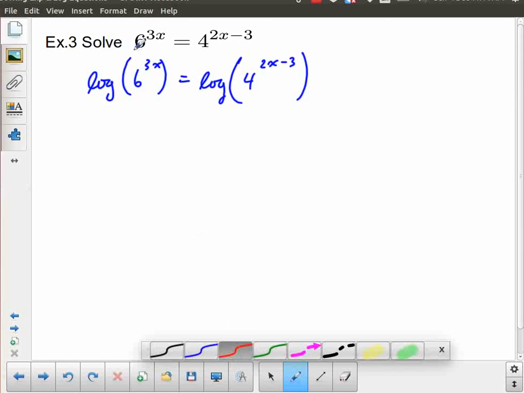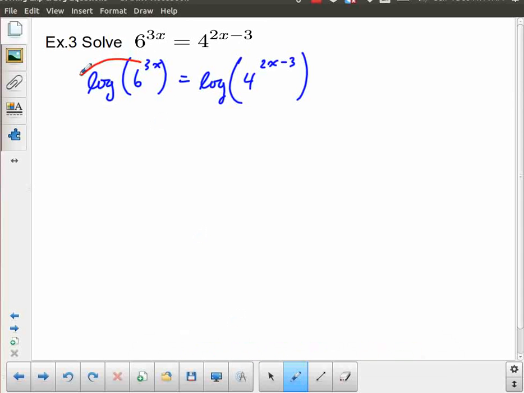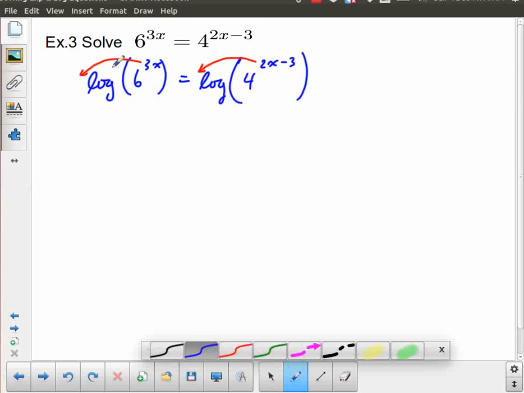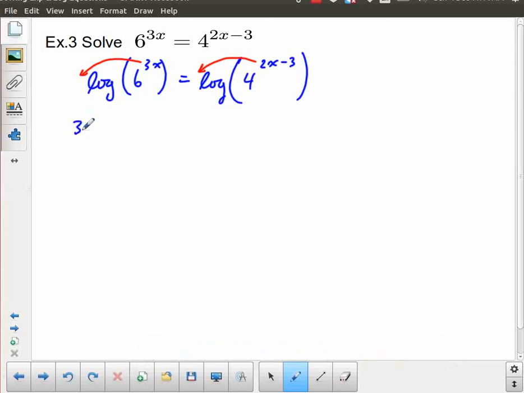We have the rule that allows us to take an exponent of a logarithm and move it in front. You don't have to draw this arrow when you're doing your own work. I'm just trying to make that clear. So that's 3x multiplied by the log of 6. Notice I'm dropping the bracket here. Log of 6 is pretty clear. And this becomes 2x minus 3, all in brackets because that whole exponent is now a multiplier of log of 4.